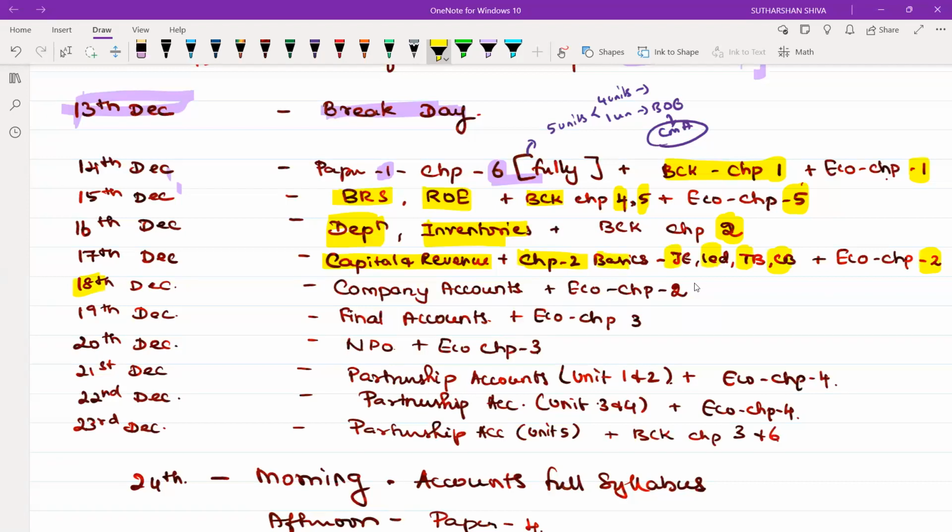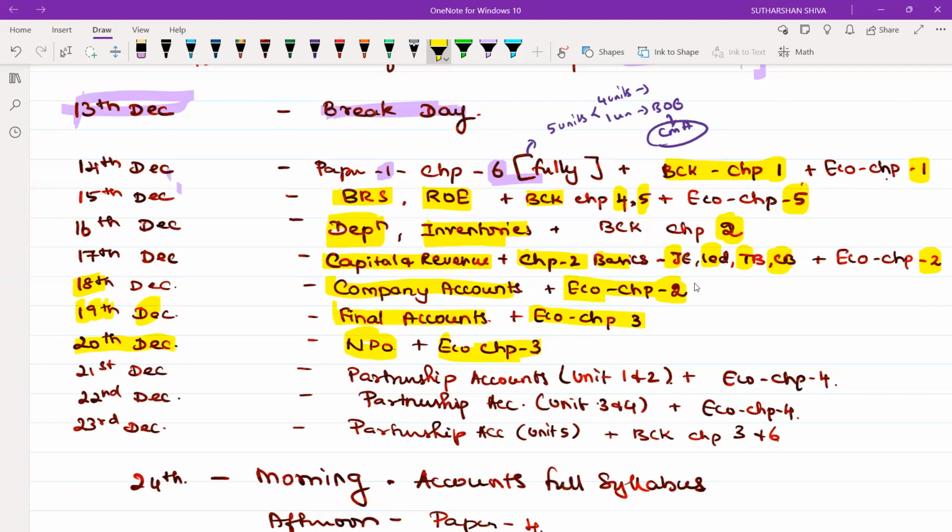December 18th, we will start with module 2, company accounts; one entire full day will be given. And if you have any pending economics chapter 2, you can do it then. December 19th, we will give for final accounts and economics chapter 3. And day 20th, NPO full day, and bare minimum 3 to 4 hours for economics chapter 3.